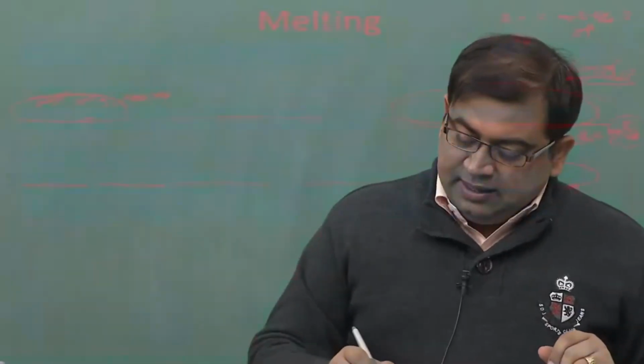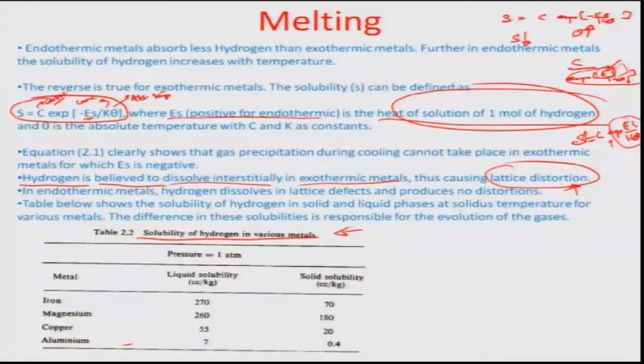So, you can see this table here, the solubility of hydrogen in various metals corresponding to 1 atmospheric pressure, and you can see that for iron, although the liquid solubility is 270 cubic centimeter per kg, the solid solubility is about 70. Okay. Similarly, in magnesium it is 260 and 180, in copper it is 55 and 20, aluminum it is 7 and 0.4, and this brings a problem that particularly in the liquid state, if the solubility is high of the material, and in the solid state the solubility is low, therefore, where is this gas going to go if supposing the material is exothermic in nature?